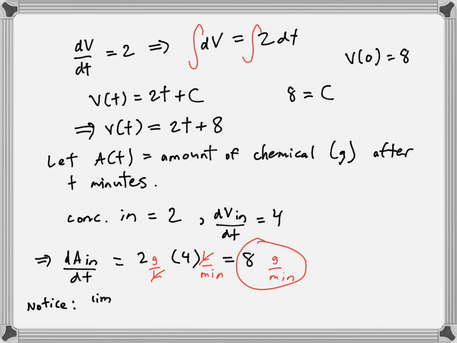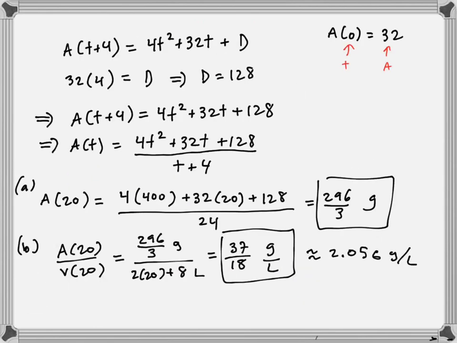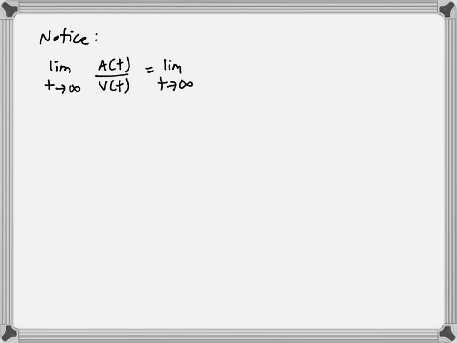that if you take the limit as t goes to infinity, sorry, I want to write this at the end of my problem. I'm not sure why I'm doing it here, but let's do it over here. I want you guys to notice that the limit as t goes to infinity of A of t over V of t, in other words, what does the concentration approach? Let's just calculate it for fun, okay? A of t, remember, was (4t squared plus 32t plus 128) over (t plus 4). And then V of t was 2t plus 8.